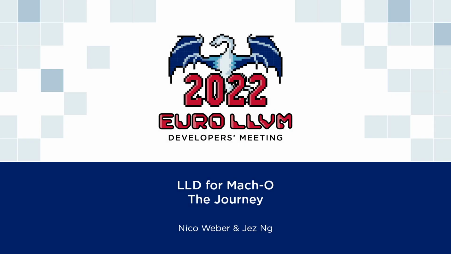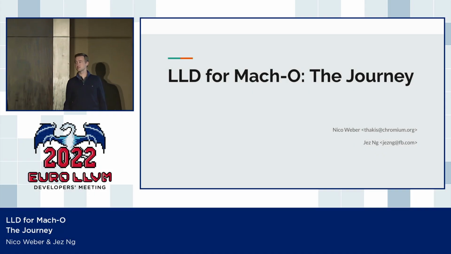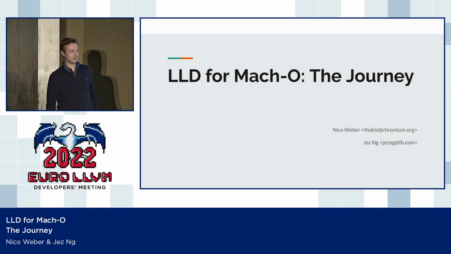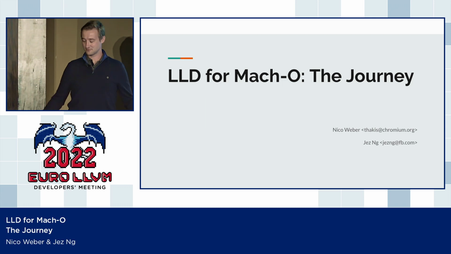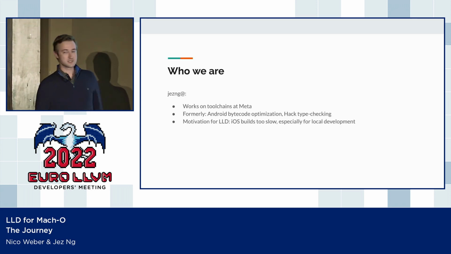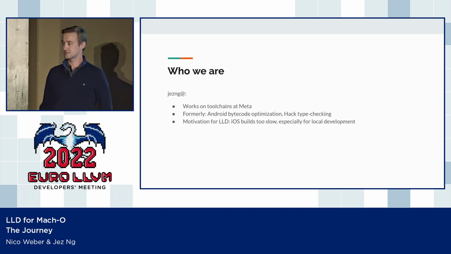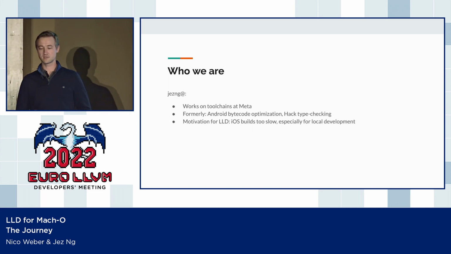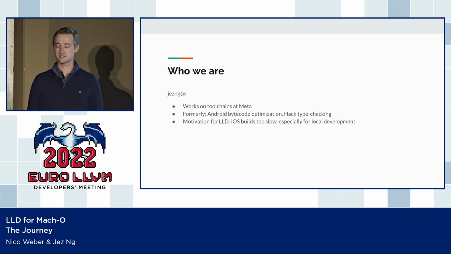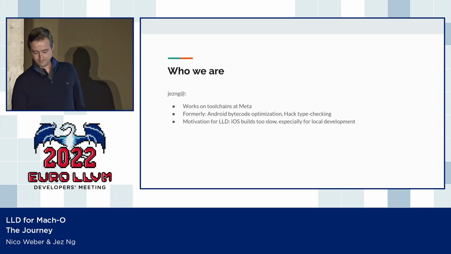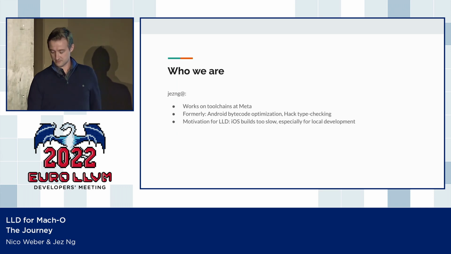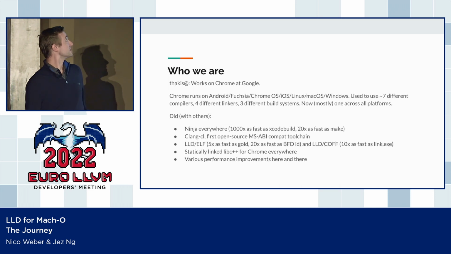Hello. Yeah, we wrote a new linker for Mach-O, which is the file format used on macOS and iOS and whatnot. And we're here to talk to you about it. So this is Jess, who works at Meta, and he's mostly interested in iterative development speed for iOS apps. And he wrote most of the LD Mach-O code.